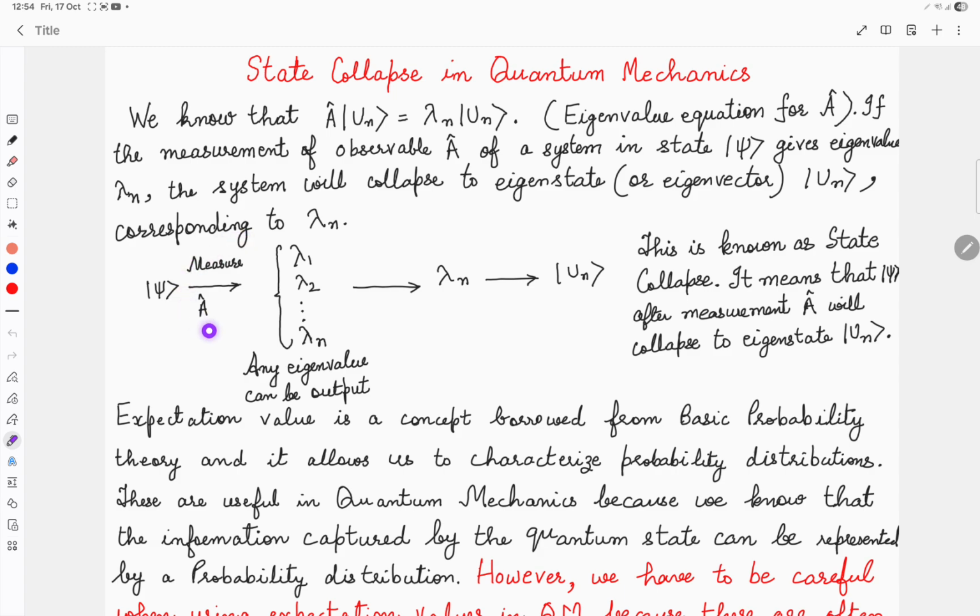So therefore it is diagrammatically also shown here. So at the start you have the quantum system in state ket psi, you measure observable A. So observable A will have n eigenvalues. Now when we measure, because the measurement will be probabilistic, we will get one eigenvalue. So one eigenvalue will correspond to one eigenstate. Ultimately, the quantum state ket psi will be collapsed to ket un. So this is known as state collapse. It means that ket psi after measurement of A will collapse to eigenstate ket un.